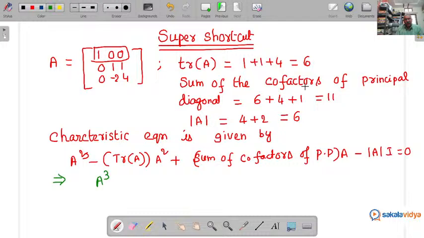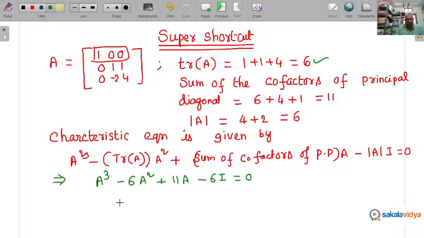A cube, trace is 6, so minus 6A square you can write. Sum of the cofactors of principal diagonal is 11, that is 11A. So minus det A is equal to 6, I equals to 0. Okay. So now what is given, A inverse we need to find out. With the help of this one we need to find out A inverse. So how to find out the A inverse, see, this we can write now.